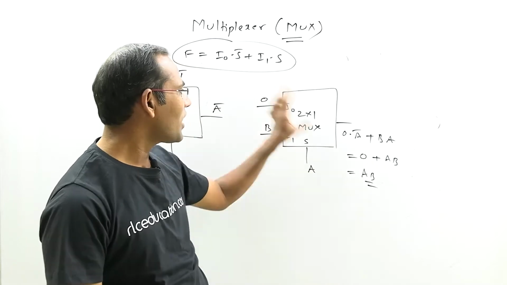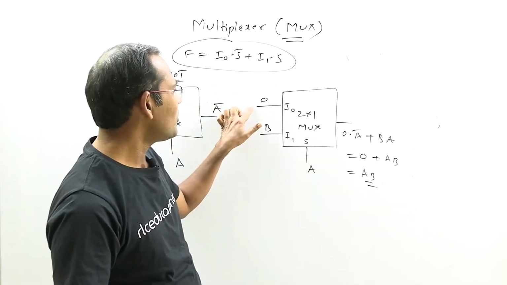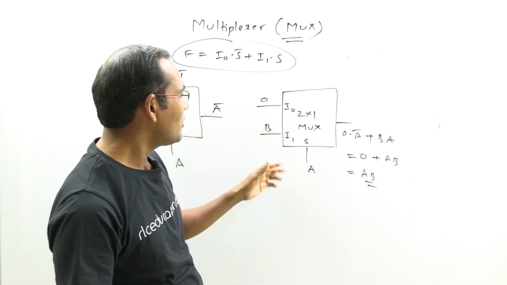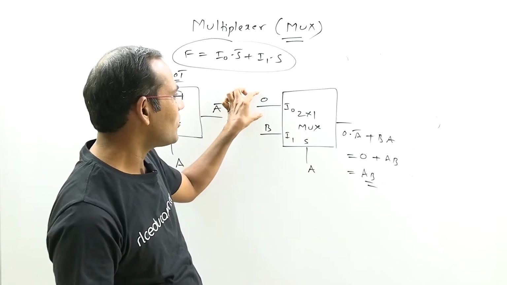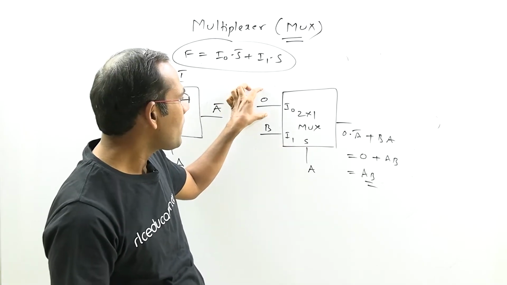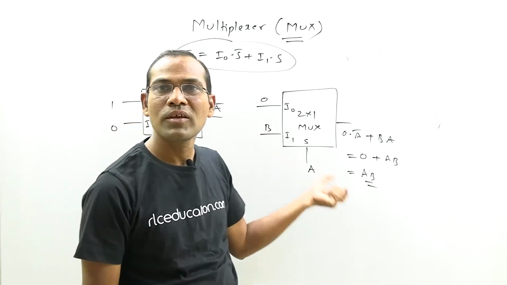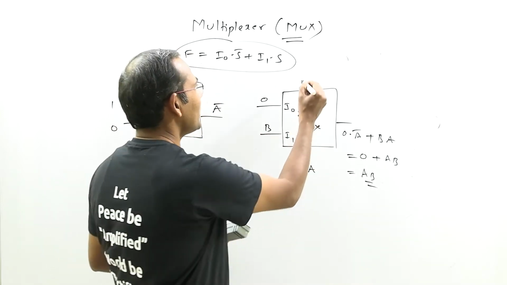Whenever you connect like this, it works as an AND gate. This must be 0, and whenever I0 is 0, the output is always the multiplication of these two. Whenever I0 is 0, the output is the multiplication of this and this. So it works as an AND gate.